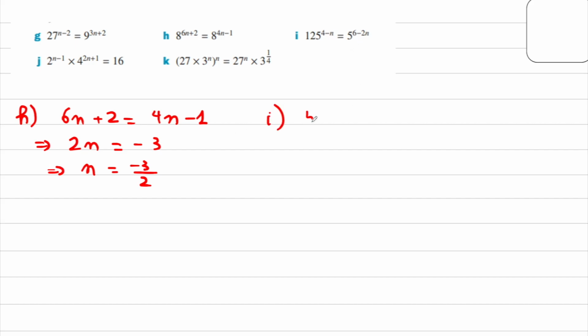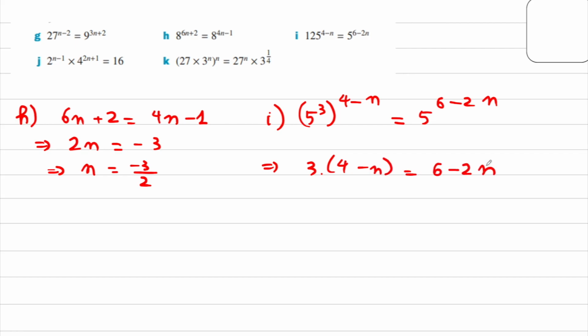125 is 5 here, so 125 means 5 cubed. And the other outside will have the power of 4 minus n. About here, you get 6 minus 2n, and 3 multiplied with 4 minus n will be equal to 6 minus 2n. This is 12, this is minus 3n, this is 6 minus 2n. So we have here 6, you get this one is n, because 3n minus 2n equals 1n. Yeah, n equals 6.